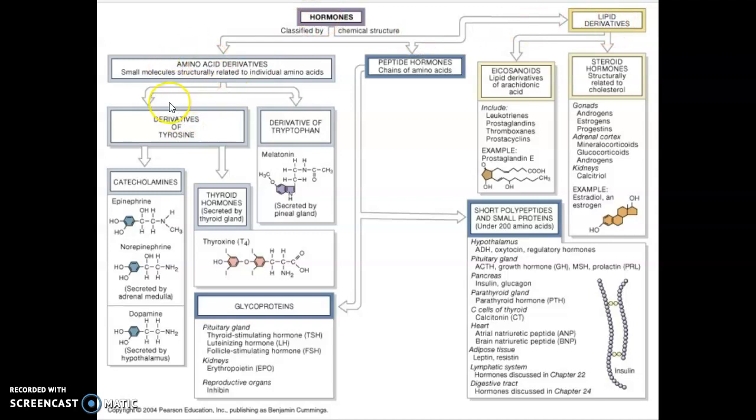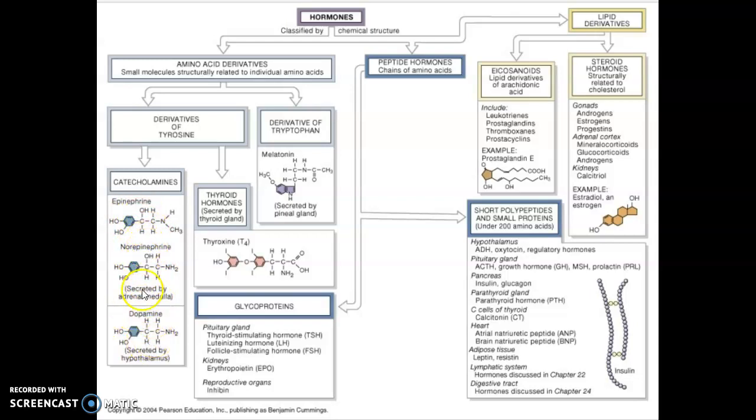Okay, well, let's look first then at our amino acid derivatives, and we see that an amino acid that actually has several hormone derivatives is the amino acid tyrosine. So our catecholamines, which you will hear that term a lot if you continue in anatomy and physiology, are things such as epinephrine and norepinephrine. Of course, we know that's what makes up adrenaline, and these would be secreted by the adrenal medulla.